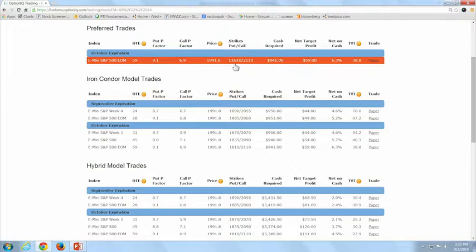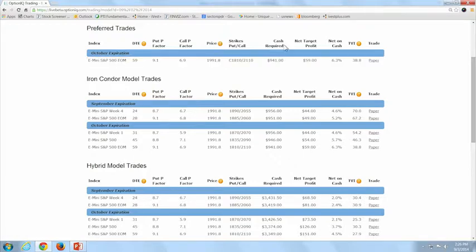So the first number I see after the letter C is 1810. That is the strike price where we're going to sell our put option on the bottom of the market. So the market's at 1991, and I'm selling a put down at 1810. At the same time, I'm selling a call up above the market at 2110. So that gives you an idea how wide this spread is.